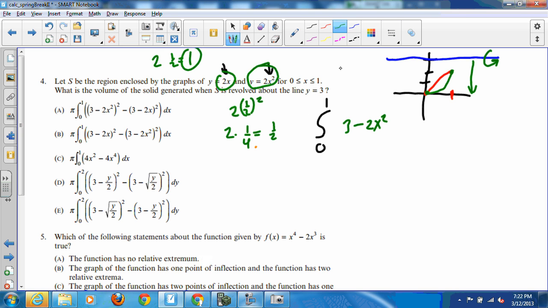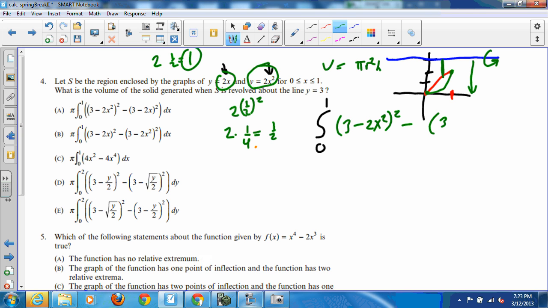And remember, area is pi r squared, but volume is pi r squared times the h, right? And the h is going to be our dx. So we have to square our radius. That's the top curve, and the bottom curve is the linear function. So it's still 3 is the rotation axis.